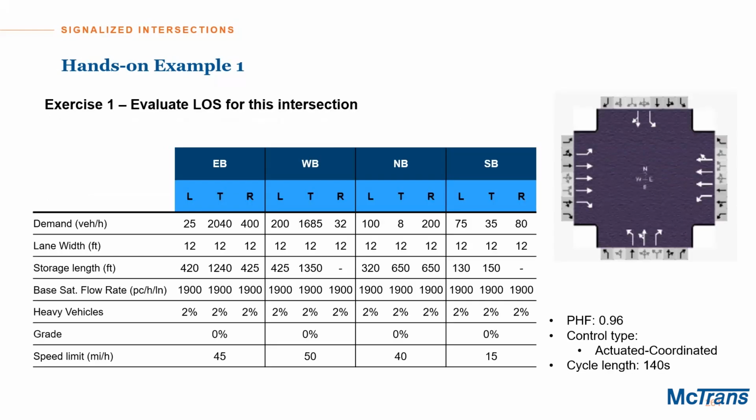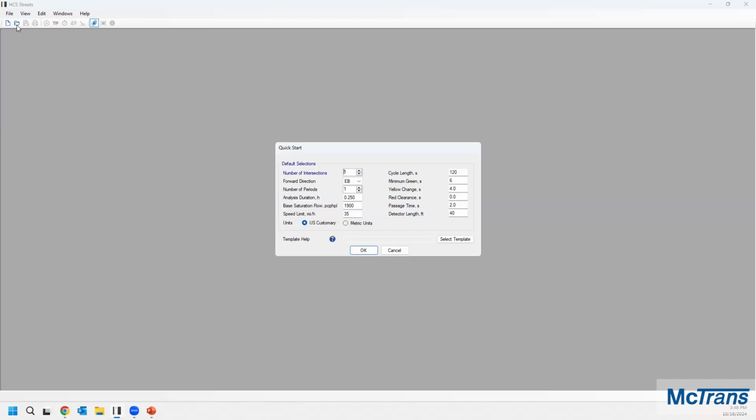For the first part, we want to enter these inputs, which will include the intersection geometry, the lane configurations, certain traffic and geometry related inputs. So with that, let's get started and let's open the HCS streets module. We can start a new intersection.